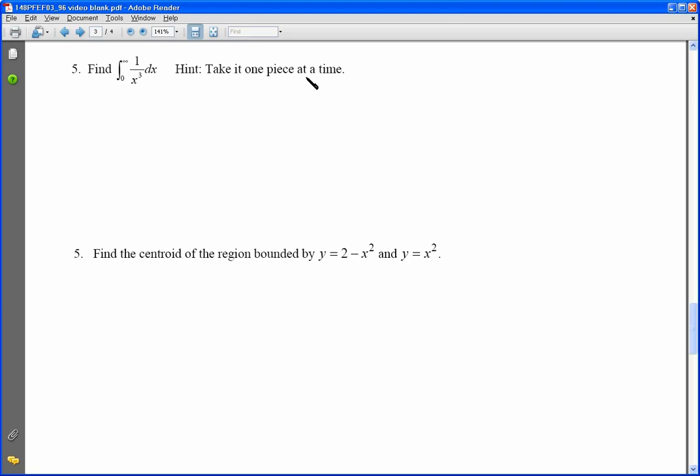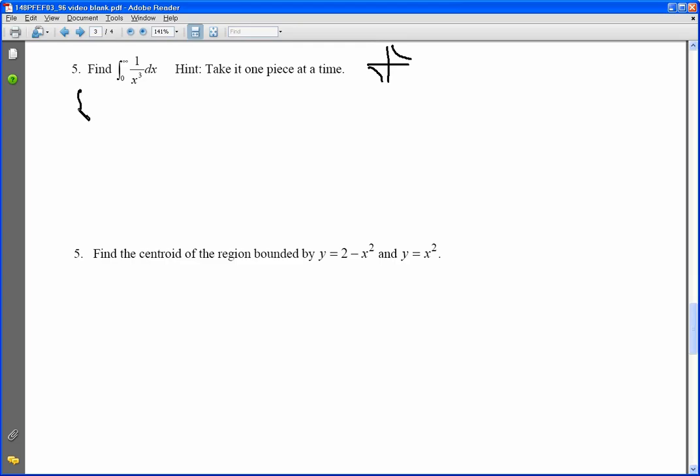Let's see, hint, take it one piece at a time. Well, this 1 over x cubed, if you graph that guy, x equals 0 is a 0 for the denominator, and 1 over x looks like this. 1 over x cubed looks just about the same. Very similar. It goes up to infinity at 0, and then it tapers off to 0 at infinity. And we're going from 0 to infinity, so we essentially want to find the area under this piece here. So we've got two trouble points, one at 0 and one at infinity.